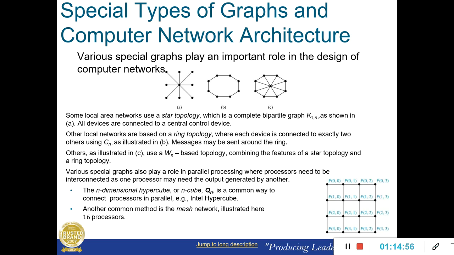So this is a special type of graph and computer network architecture. If you learn about networks, you have star, ring, mesh topology or something like that. And you have an n-dimensional hypercube, or n-cube, a common way to connect processors in parallel programming. Another common method is the mesh network. You see here a 16-processor mesh network.